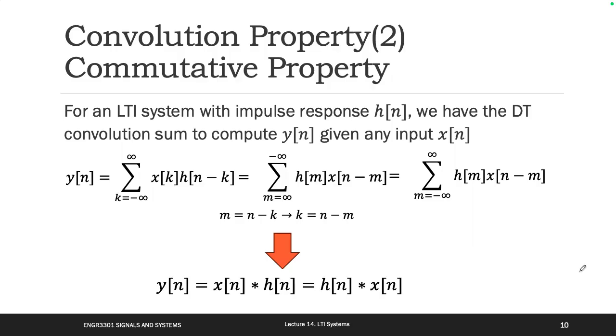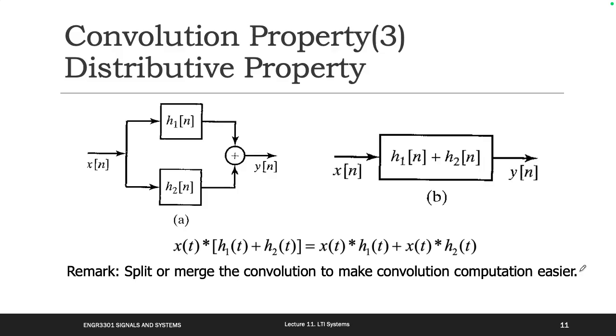You can see it's just a proof: x[n] convolved with h[n] equals h[n] convolved with x[n]. That makes sense to you? So if you convolve A with B, you can change the order of A and B. That makes sense to you? Yeah, we call this the commutative property.